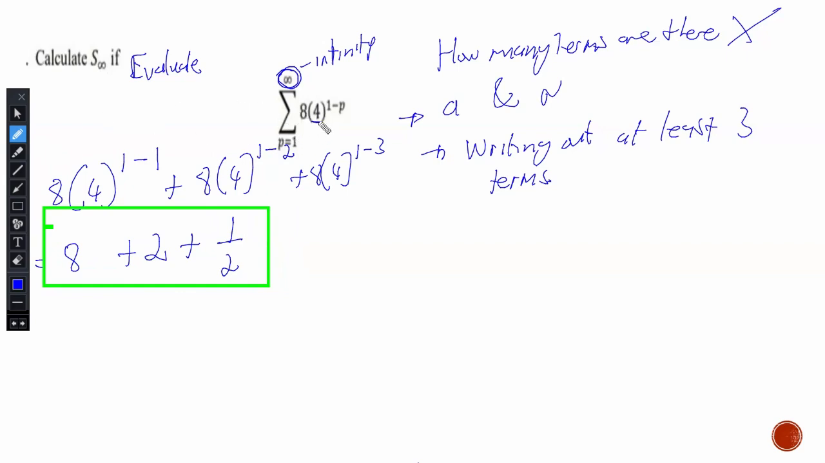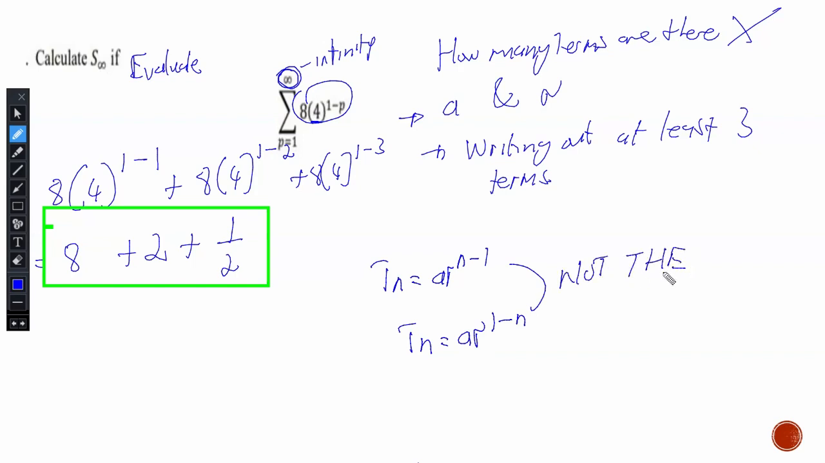You can assume that your r is 4. But then after doing this, you can see that your r is not equal to 4, because the format is Tn equals ar to the n minus 1. But if you look at this format here, they wrote it in this format, ar to the 1 minus n, which is not the same. Not the same. So the act of just changing the n minus 1 to 1 minus n also changes your r value. So it is very crucial that you write out at least 3 terms so that you can confirm what is actually your r value.